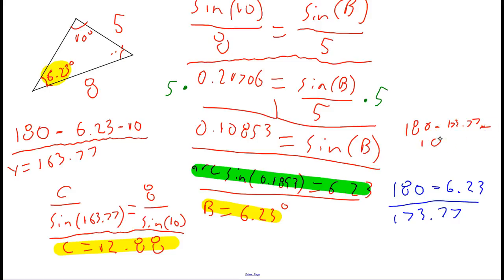Because if we go all the way, that's too far. If we subtract 10 and 173, well, 10 plus 173.77 is about 183, and that's going to give us a negative number. So essentially what's happened here is that we have too much left over degrees. This angle is too big, is our issue here. So that is why there's only one solution.